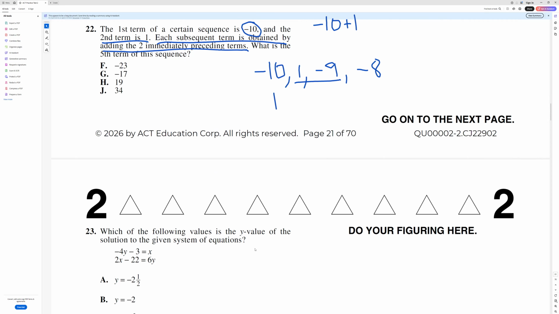So that's term 1, 2, 3, and these are the numbers. 4, they're asking for the fifth term. So I need to add -9 and -8, which is -17 when we add them. Your answer is G.